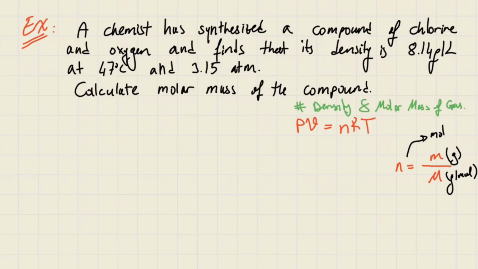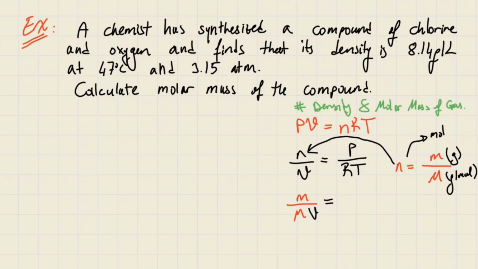And we can reorganize the equation, and n over V should be equal to P over RT. And n is equal to m over M, so m versus capital M. And we have a volume also. I put the m over M to here. And this is equal to P over RT. The other part of the equation is completely the same.